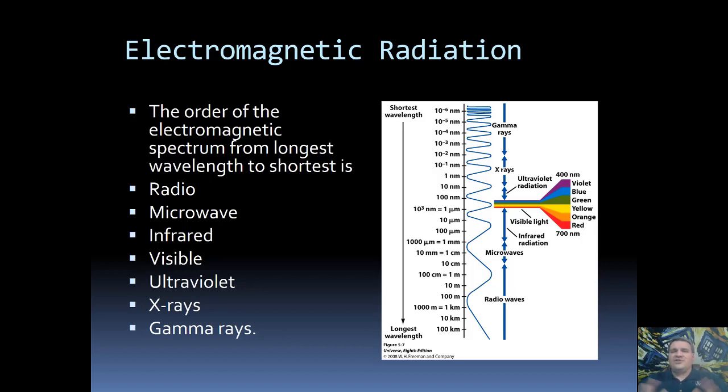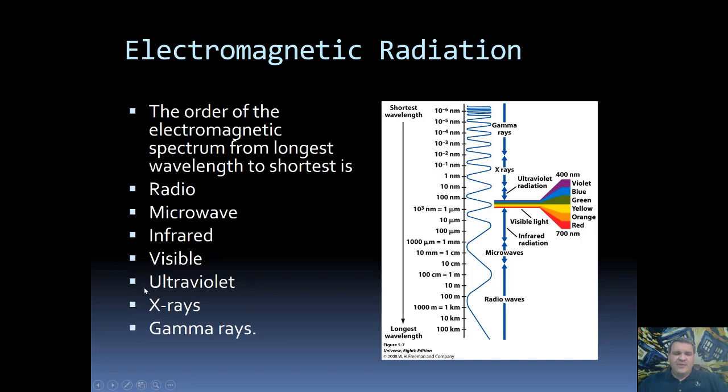Going to shorter wavelengths, radio has the longest, and then we have microwave. Then shorter than microwave, we have infrared. Then shorter than infrared is visible light. Now, because visible light is the type of light we see, we subdivide it into the different colors. Red light has the very longest wavelengths, and then going to shorter, we have orange, yellow, green, blue, and violet, with violet light having the very shortest wavelengths of visible light.